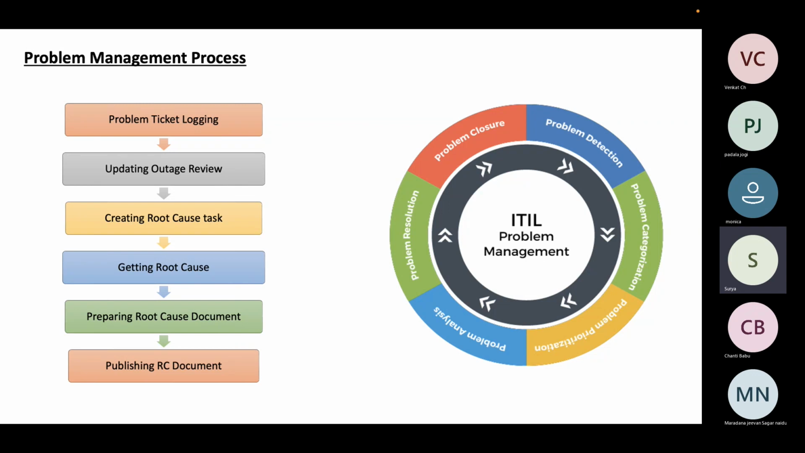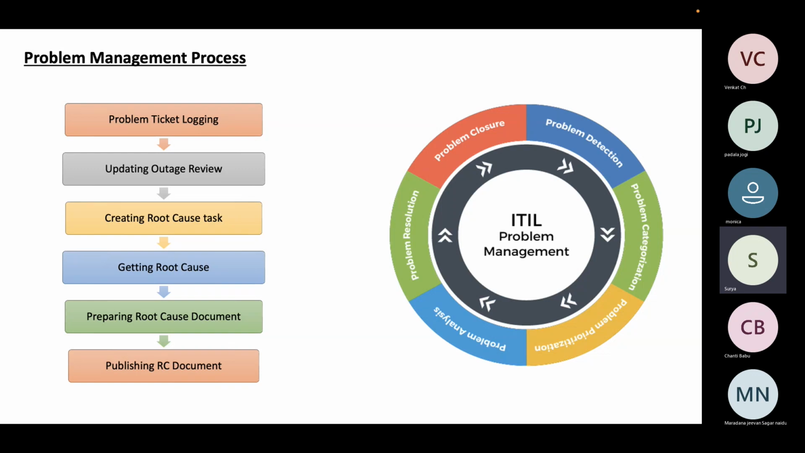So we will create the problem ticket, then we will update the outage, so the complete incident details, and then we will create a root cause task. Here we are there as a problem manager to identify the cause which caused this particular incident. So we need to identify what exactly caused that outage. For that we need to check with multiple people. So we will create the root cause task, and then we will set up a call with the application team or the DB team, and we will get the root cause, that we will call as RC.